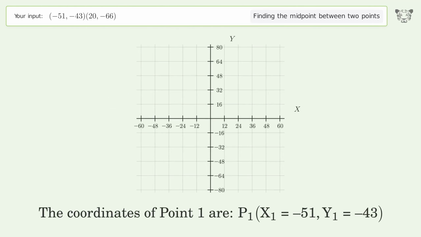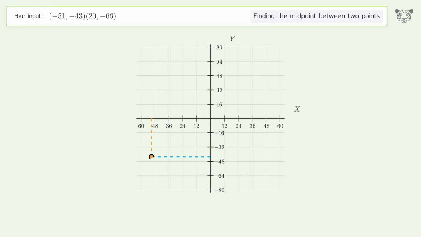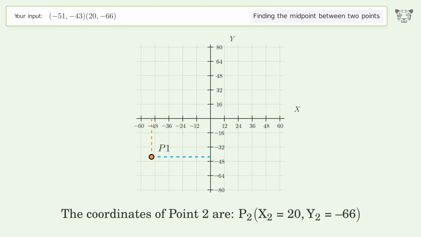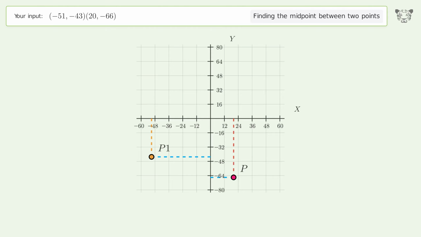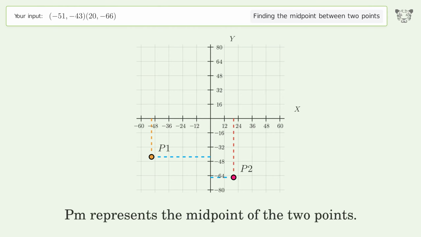The coordinates of point 1 are, x1 equals -51, y1 equals -43. The coordinates of point 2 are, x2 equals 20, y2 equals -66. PM represents the midpoint of the 2 points.